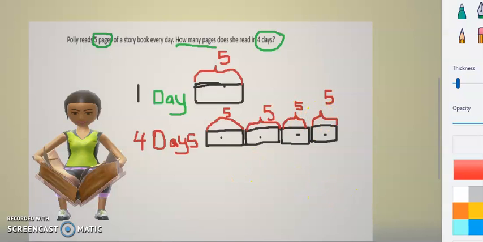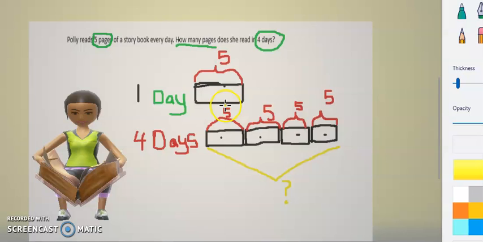So what I am trying to answer is how many she reads on all these 4 days together. How many does she read all together on those 4 days? So that's what I need to figure out. How many pages does she read in 4 days, right? So I can go ahead and I can say, how many 5s do I have?